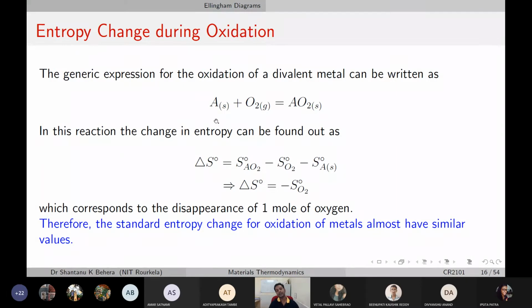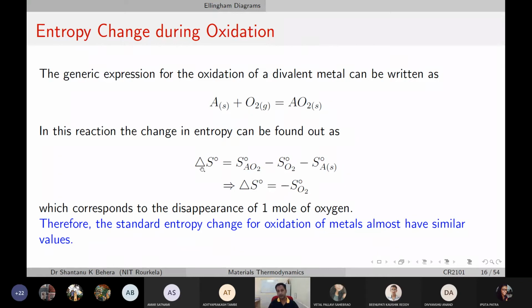So comparatively, the absolute entropy of oxygen, a mole of gas, is much, much higher than that of a solid. Likewise, AO2 also is much lower than oxygen. The oxygen entropy is much higher than that of the AO2 solid. In a way, you could say that the entropy of A and AO2 can be comparable. But the entropy of oxygen is much higher because it is in the gaseous phase.